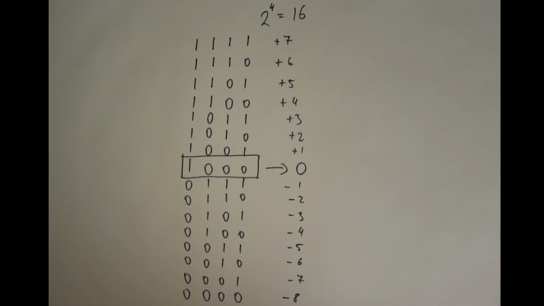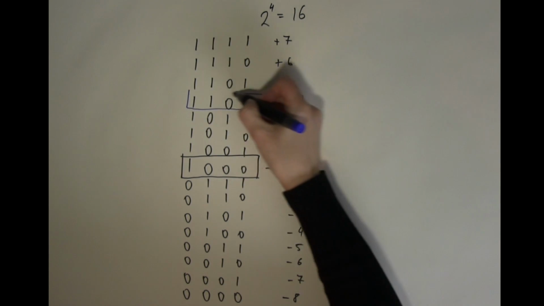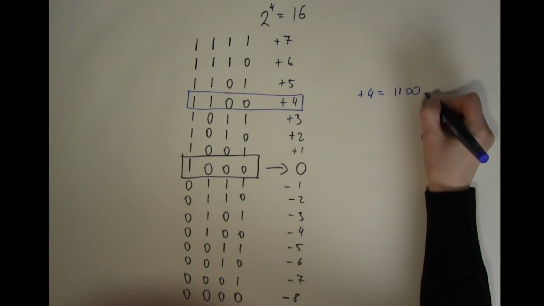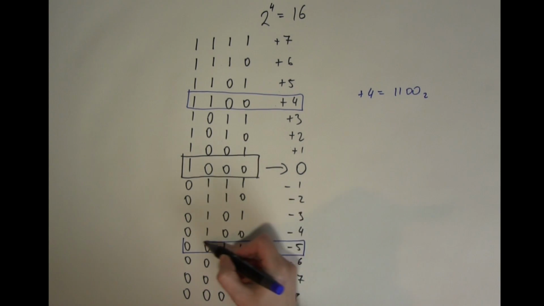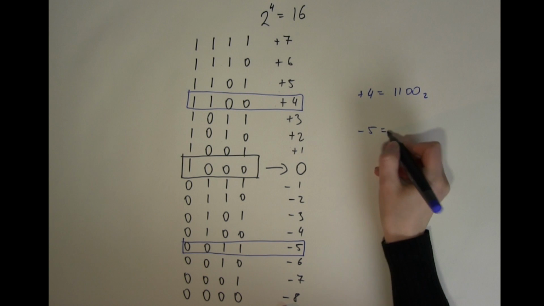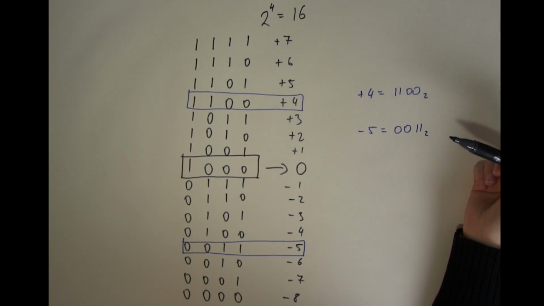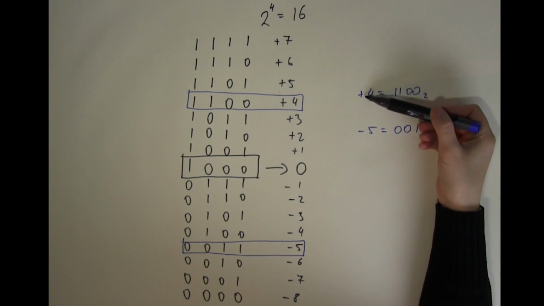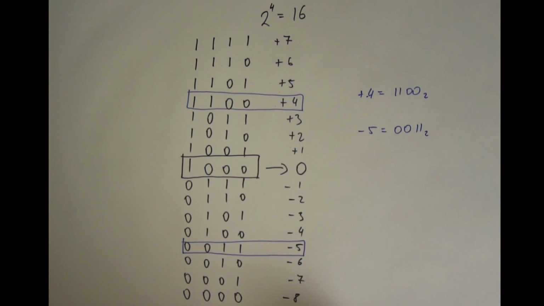easily read off. For example, if you were asked what is +4 in 4-bit excess notation, that is this one, 1 1 0 0. What is -5 is this one, 0 0 1 1. As opposed to the 2's complement notation, negative numbers here now start with 0 and positive numbers start with 1. So again, another difference between the 2 notations.